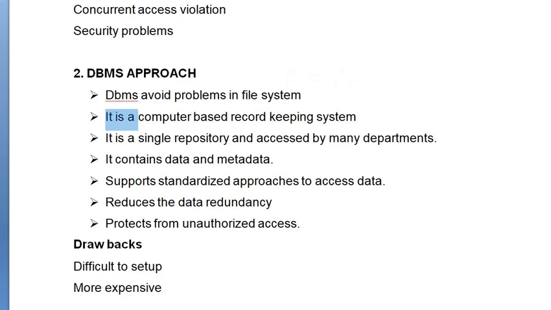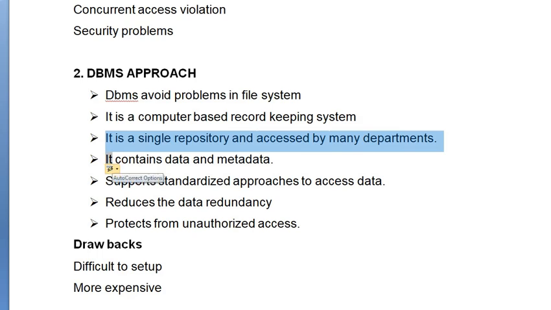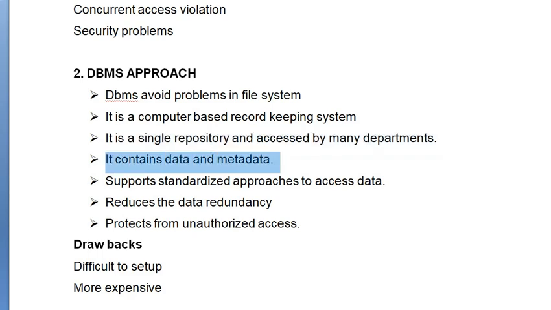A DBMS is a computer based record keeping system. Here all the data is stored within a single computer in a database management system. A DBMS is a single repository which contains the data, and the data can be accessed by all the users who are working in different departments within an organization. Next, a DBMS contains not only the data, but also the description of the data, definitions of the data, and relationships between the data. That is called metadata.